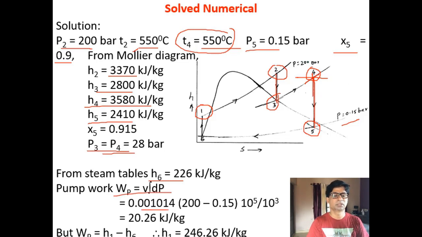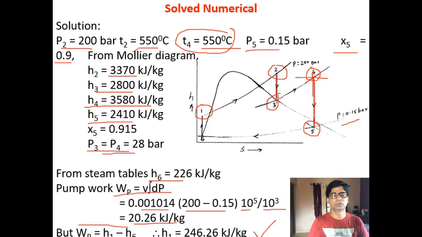So this is VF at 0.15 bar, so it is 0.0010140, correct, into the pressure difference P1 minus P6, that is 200 minus 0.15 bar, so into 10 to the 5 divided by 10 to the 3 to convert that into kilojoules. So it is 20.26 kilojoules per kg. Also you know that WP is equal to H1 minus H6. So H1 is equal to WP plus H6. So you will get it as 246.26 kilojoules per kg.